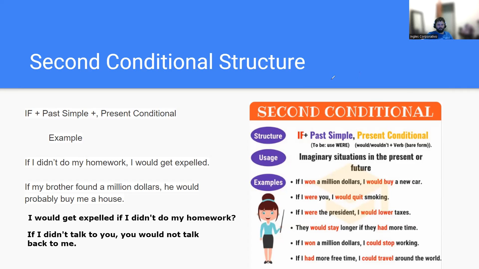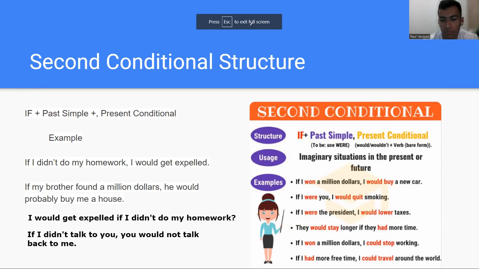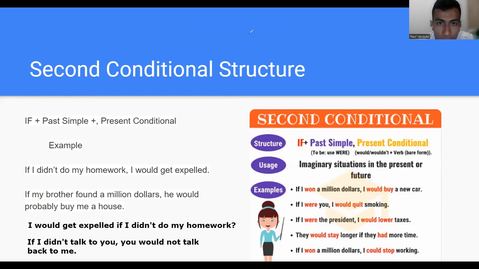All right, what else, guys? Go ahead, Raul. If she had the money, she would buy a new car. And the other one, if I had better memory, I would remember your phone number. Very good. Good job. Who else, guys?